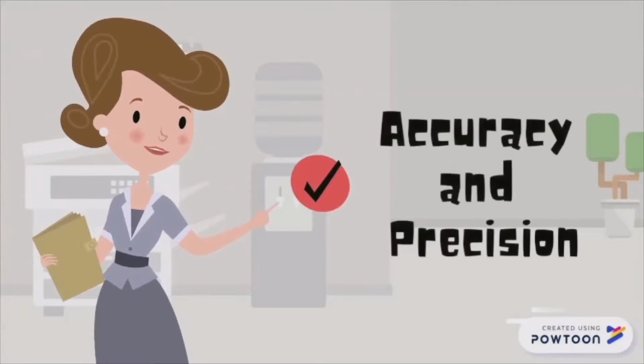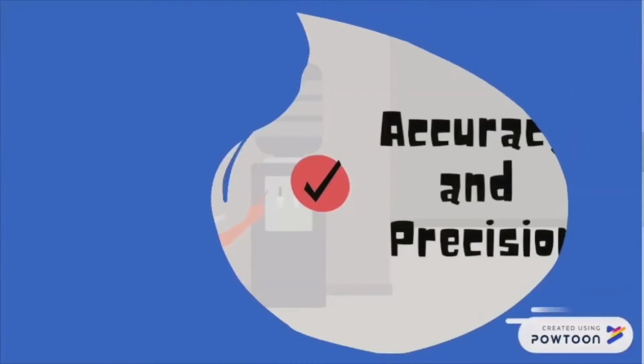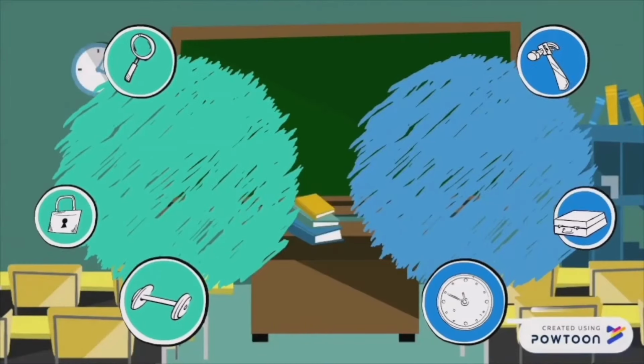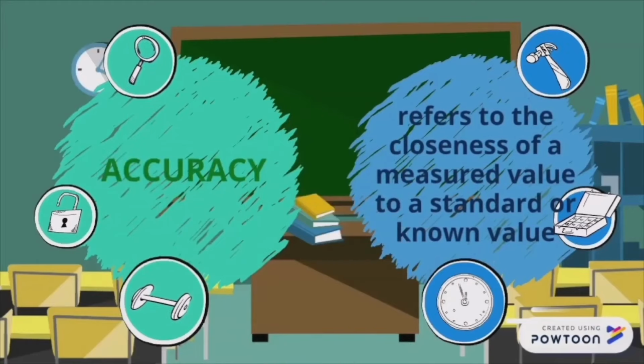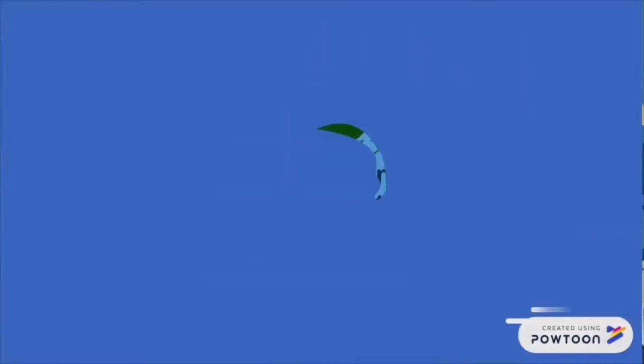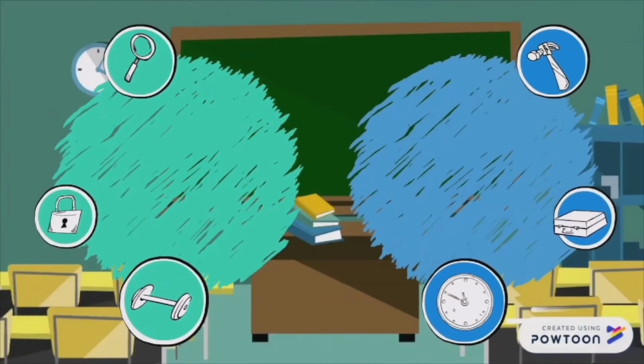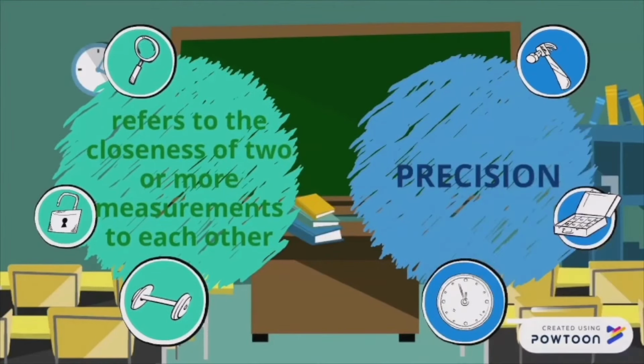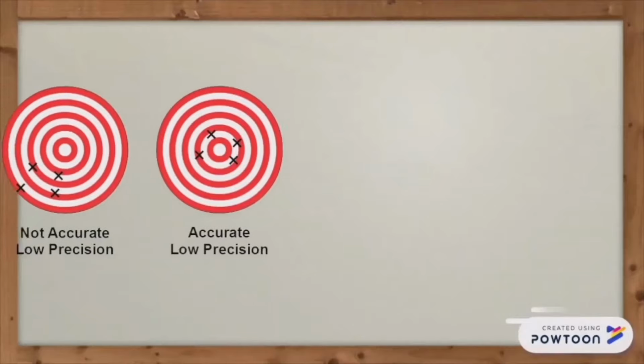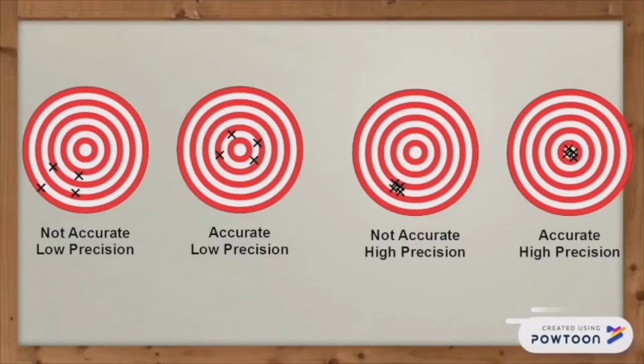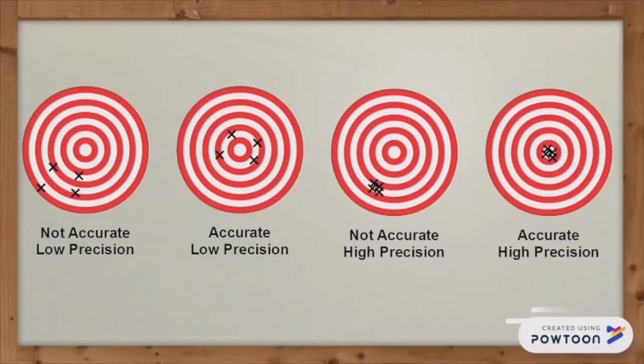Let's talk about accuracy and precision. Accuracy refers to the closeness of a measured value to a standard or known value. If the average of the values is close to the true value of the quantity being measured, it is accurate. Precision refers to the closeness of measured values to each other. The set can be said to be precise if the values are close to each other. This target board shows the differences between accuracy and precision.